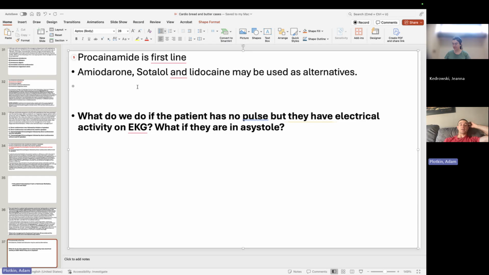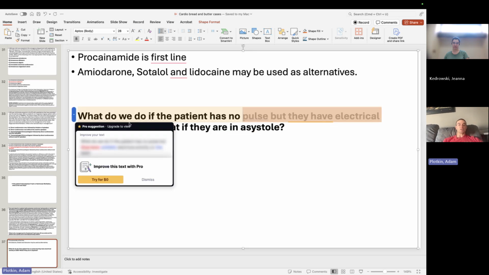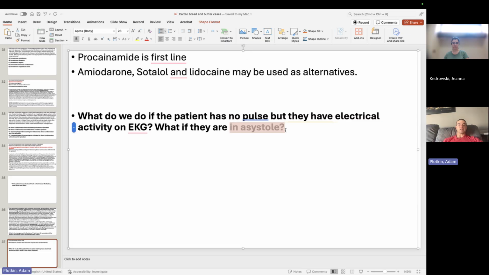That one's super high yield, right? That's very, very important. All right, we're almost done. What do we do if the patient has no pulse, but they have electrical activity on EKG? And what do we do if they're in asystole? The management's the same. We call this pulseless electrical activity, PEA, and then asystole. What do we do?